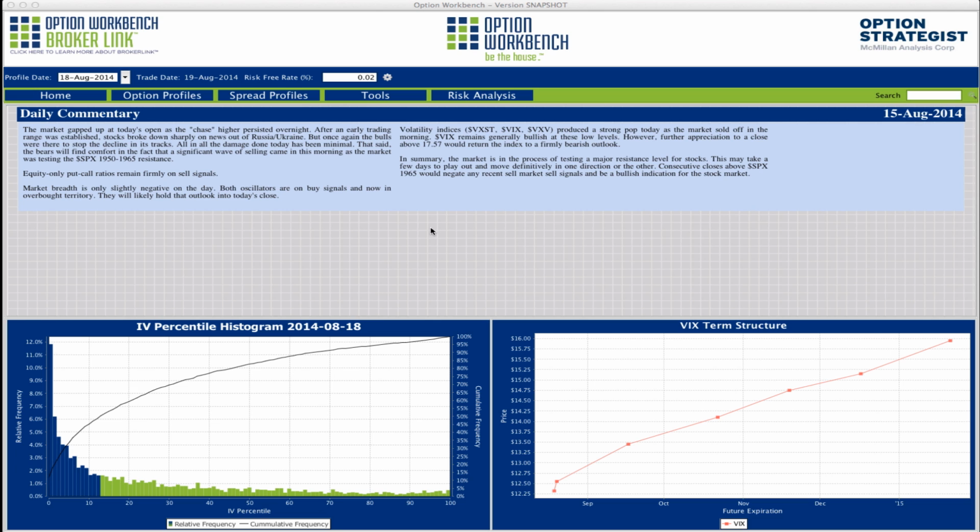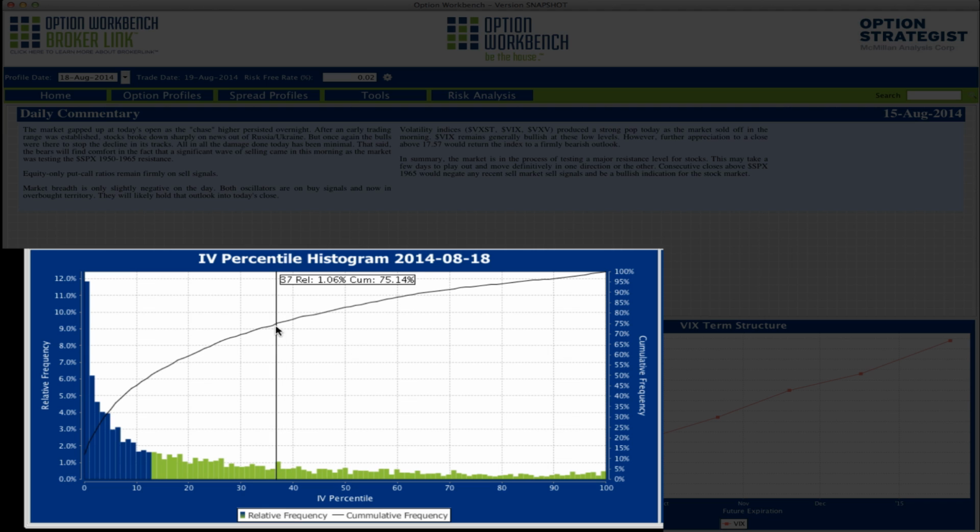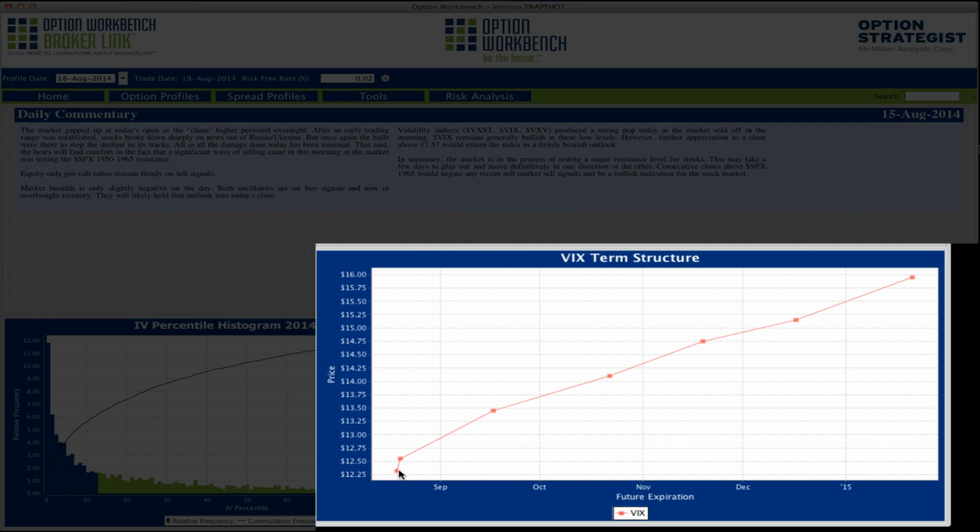So what I did was I came in and took a look at the IV percentile histogram. You can see that the mean is way down here at the 13th percentile, so options are pretty cheap compared to where they've been over the past couple of years anyway. A week or so ago, the mean was up around the 40th percentile when we had that little correction.